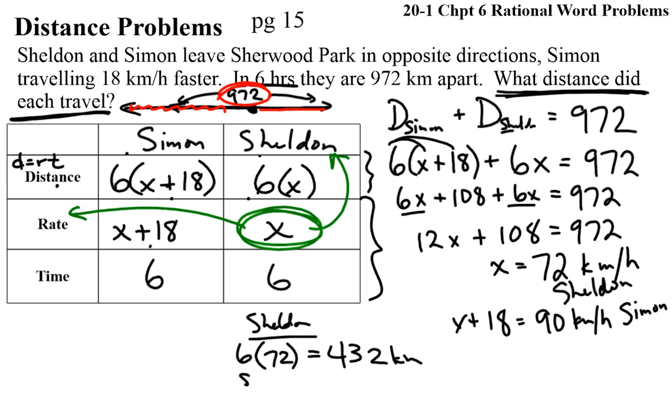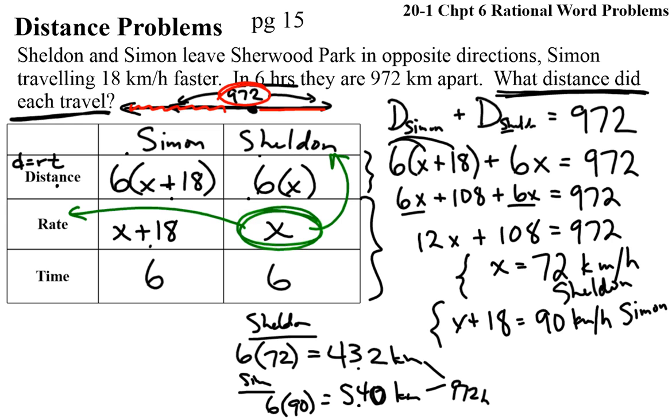And Simon, for 6 hours, went 90 kilometers per hour, which works out to be 540 kilometers. That's what the question asked for. Always make sure you've answered the question. We didn't have a rational, but we have to make sure that what we solve for isn't necessarily what the question asked for. What's great about this is if I add their two distances, they're 972 kilometers apart, which is what they should have been. So there's our solution.